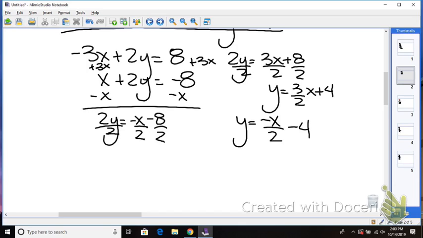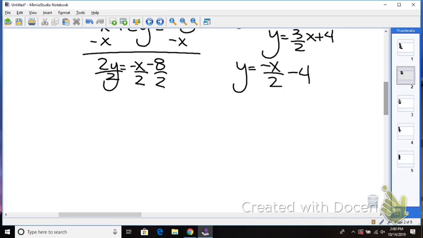Everybody good with this? Now, since you're not on graph paper, I'd probably say for your homework, you might want to grab a piece of graph paper. They're always in the back. You have to graph this very carefully so that you find the true intersection point.